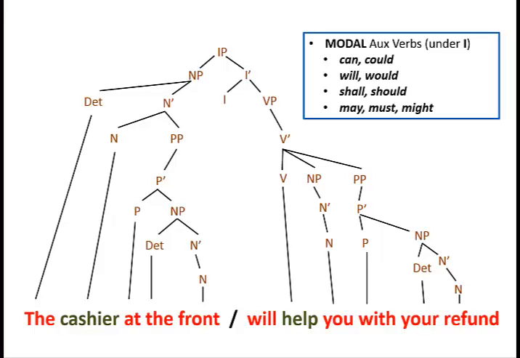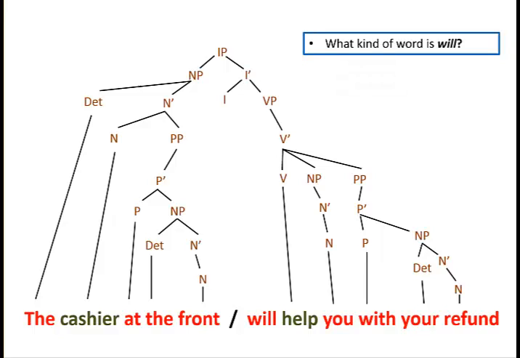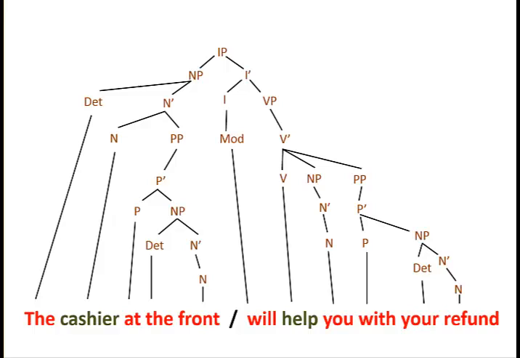The ood pairs, can, could, will, would, shall, should, and then the 3 M's, may, must, might. So that whenever you encounter one of these, you know right away, that's a modal. That gets slotted in under I. Yes, will was part of that list of modals. So we label I as a modal and link it into the tree.